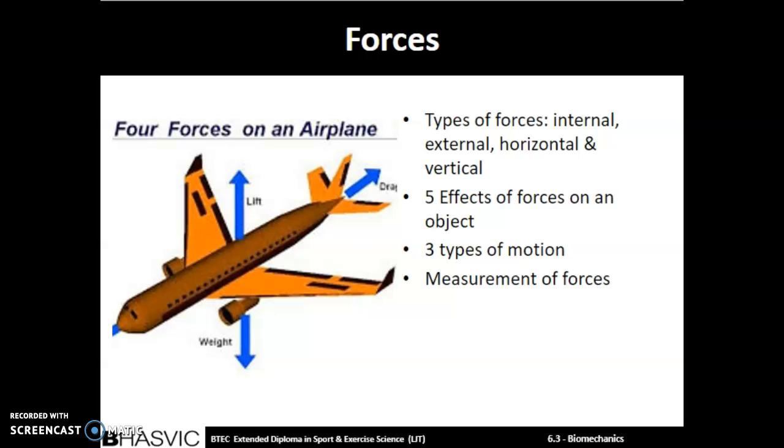This can be shown when a basketball player may be jogging down the court at the same speed in the same direction. Another type of motion is angular motion. This type of motion is where there is a fixed point and the body or the part of the body of someone will angle themselves around that fixed point, causing angular motion.